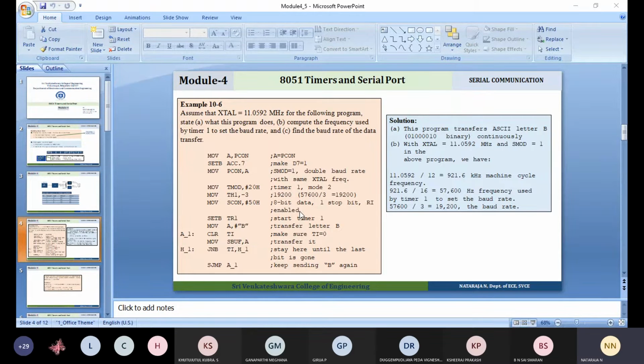What is the baud rate you got? 28,829. Okay, what is the justification? Not compatible, sir. Yes.